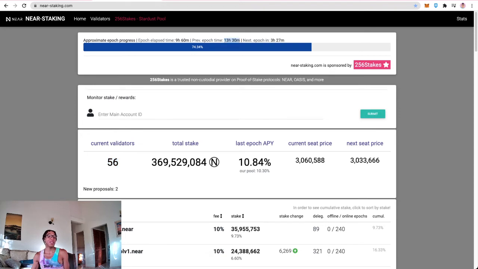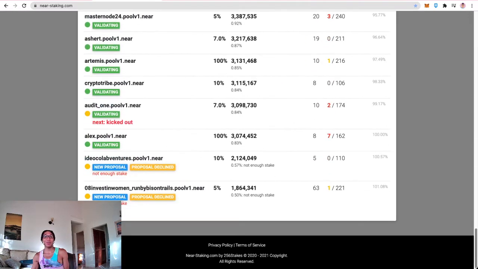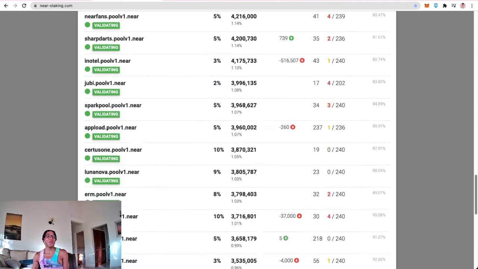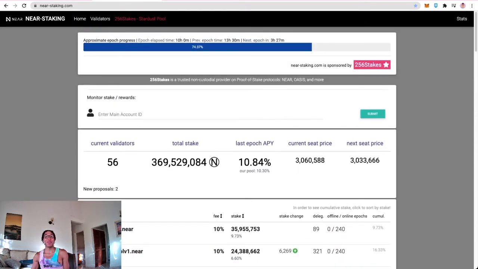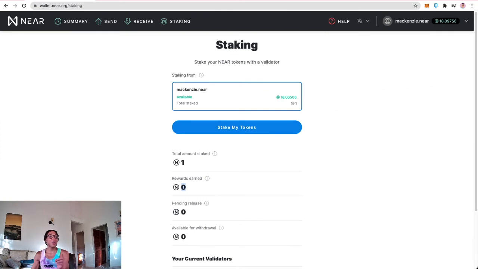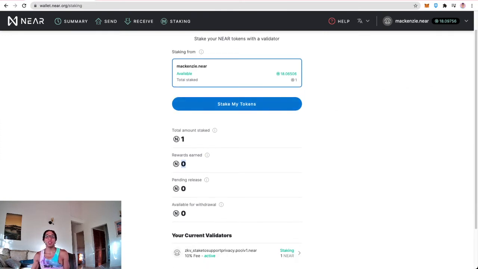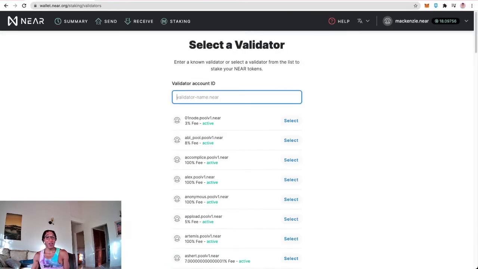13-hour and 30-minute time period, after which some validators will be kicked out, right? So some validators will get kicked out of their ability to vote, and I am sure some new validators will get brought back in if they get enough NEAR for a seat. But what I did not realize when I first started doing this is that I can stake another token.